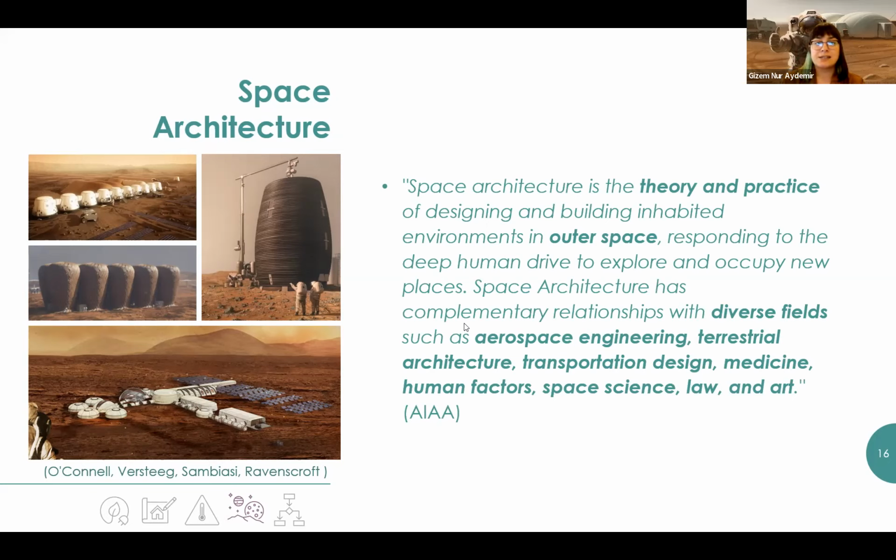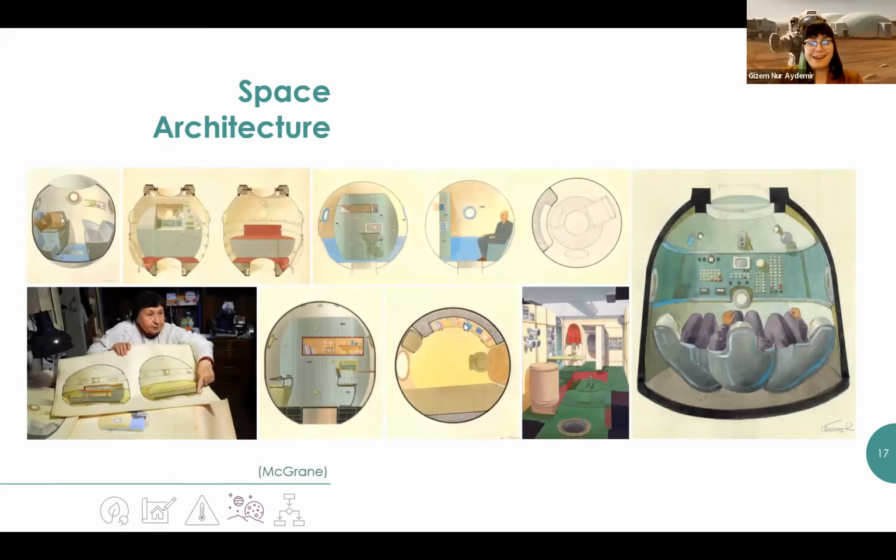space architecture is the theory and practice of designing and building inhabited environments in outer space, to explore and occupy new places. Space architecture has relationships with diverse fields. As you can see from here, it's aerospace engineering, terrestrial architecture, transportation design, medicine, human factors, space science, law, and art. Well, from that slide, you can see the first space architect's hand drawings. These drawings were made by Galina Balashova in 1963.